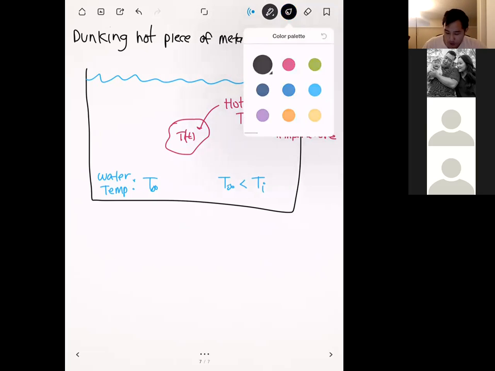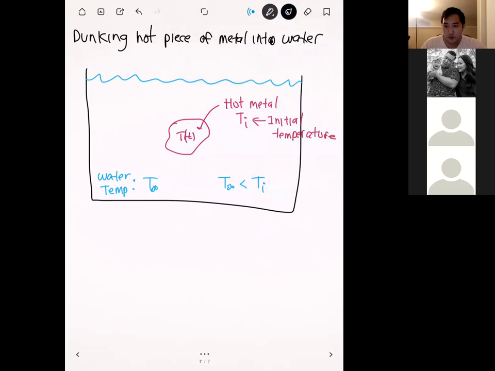Right. And so before we jump into the mathematics, let's talk intuitively about what we expect to happen, right? When you put a hot piece of metal into a cooler water bath, generally what you'll expect is that the hot metal will rapidly cool, right? So its temperature will drop. And it'll keep dropping until it reaches the same temperature as the water.